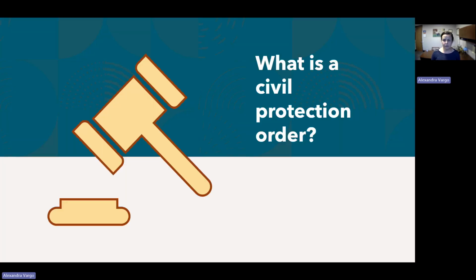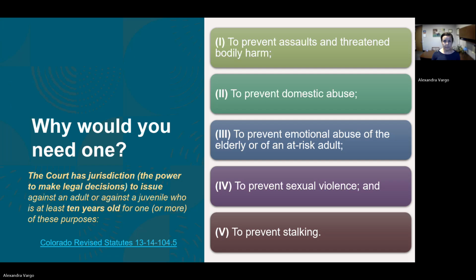So what is a civil protection order? It's going to be a document that protects you from another party. And once it's issued, it will pop up on the police system. It will be in the court system. It will also have some effect on certain types of jobs, as well as gun ownership, and we'll go through some of that.